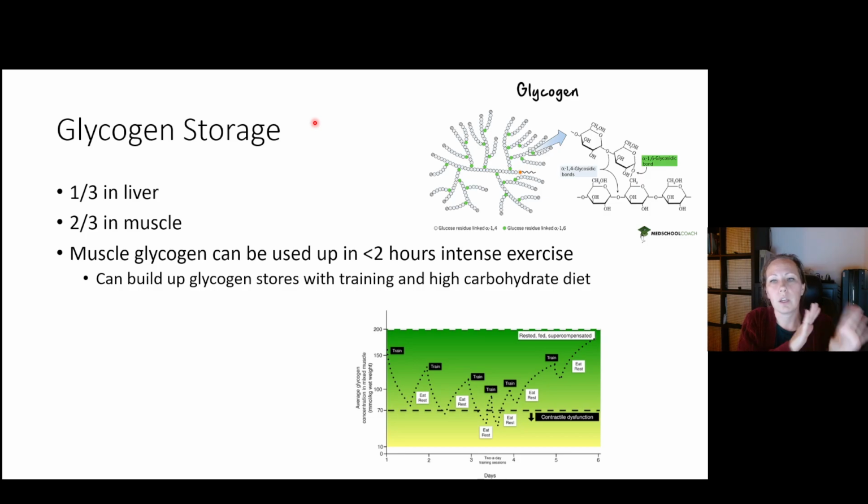I'm not going to go into that too much, but anyway, your glycogen stores can be used up in less than 2 hours of intense exercise. Intense means like running hard. Now, you can build up those glycogen stores with training and a high carbohydrate diet.